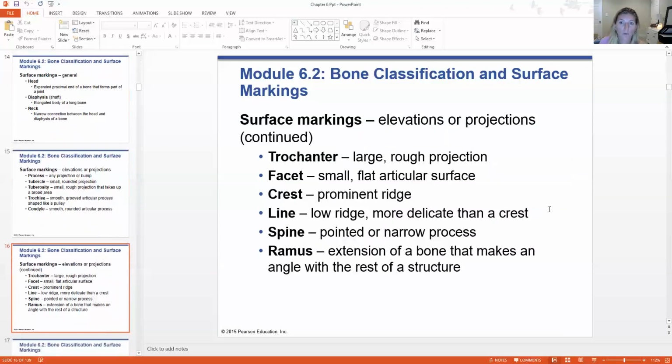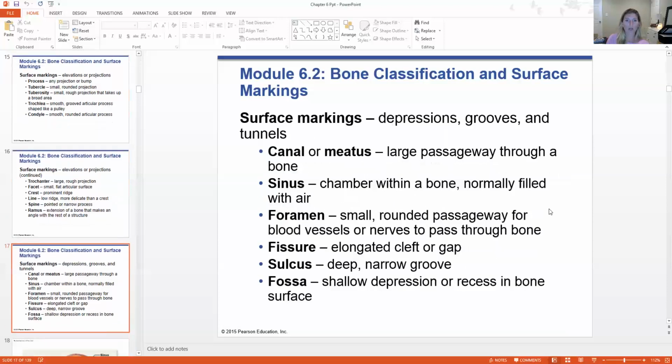Same thing with these. More elevations and projections: trochanters and facets and crests and lines and spines and ramus. These are all just different pieces of specific bones, and as we go through our specific bones, you will learn them in context. So cranial canal or meatus, those are just little holes or a tunnel.